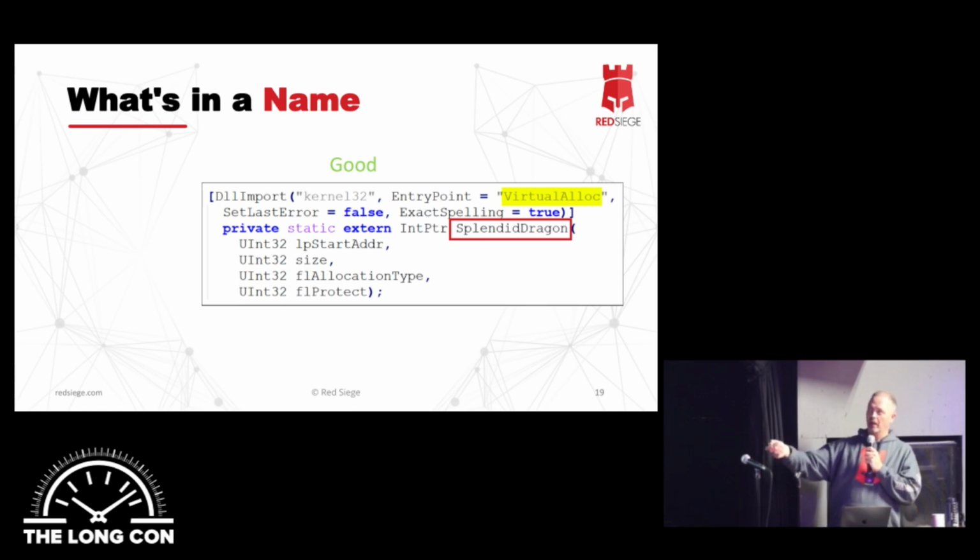But I say for this entry point, VirtualAlloc, there are some other options that you can set, like SetLastError and ExactSpelling, and you can change these up. And fun fact, if SetLastError occurs after ExactSpelling, that's a different signature, right? That you've changed it. It's a different signature. So sometimes just reordering things can be enough.